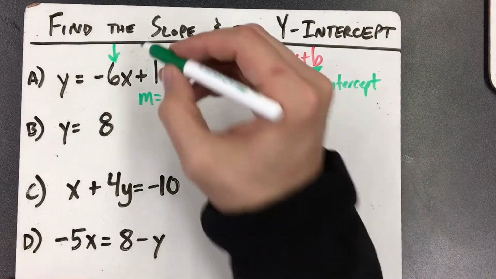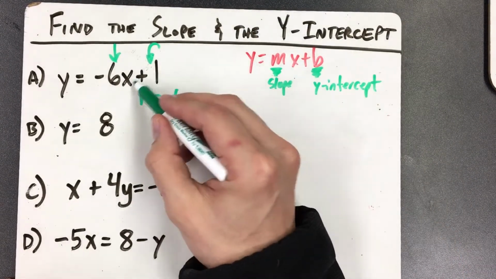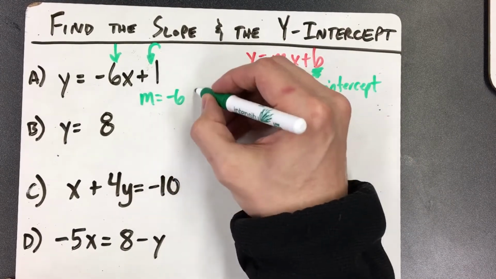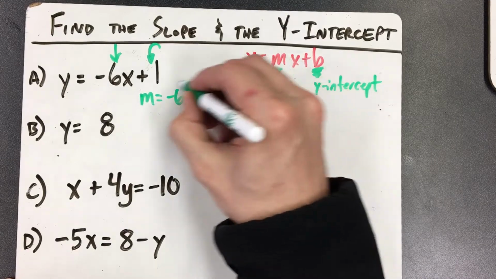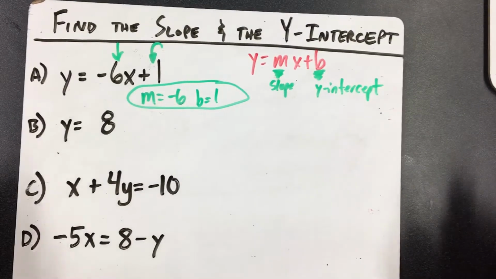And then the y-intercept is the adding or subtracting part at the end. In that case, it is +1. Make sure you take the symbol in front of it, +1. So I could write y-intercept, or I could just put b. I could say the m is -6, the b is 1. Perfect, done. Easy.